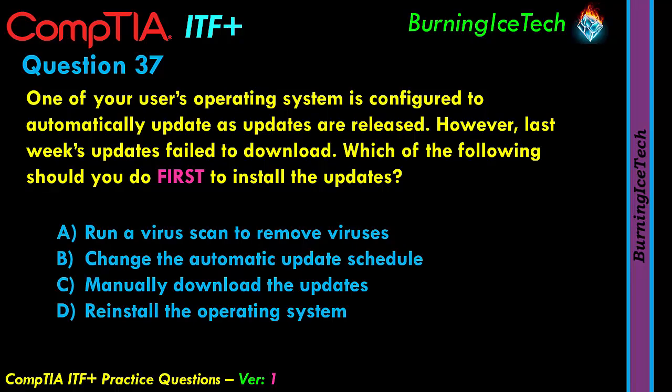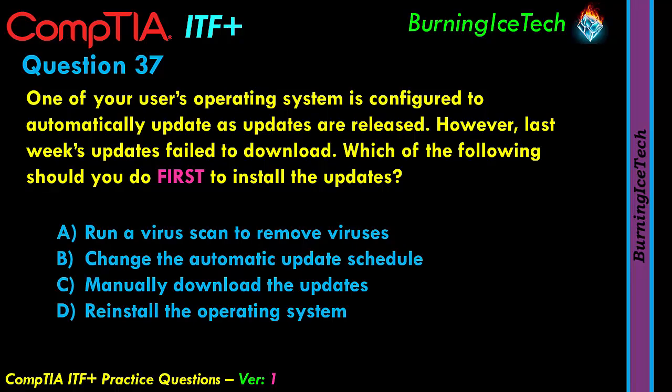Alright, so in conclusion, what happened? The updates for last week failed to download. Normally this happens automatically. Downloads the updates automatically, probably installs them automatically, and there you go. You just go on with your day. However, last week, that was not the case. They failed to download. Now what? Well, is it A, run a virus scan to remove viruses? No, I mean, obviously that's good to do, but that's not going to be the first action you should do here. They're mentioning here that our updates failed to download. So what the heck does scanning for viruses have to do with getting those updates?